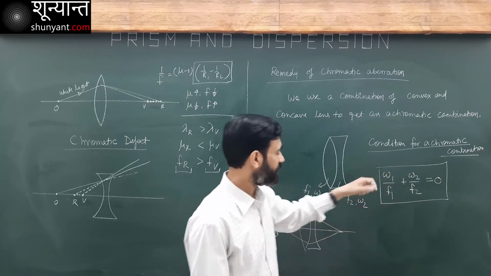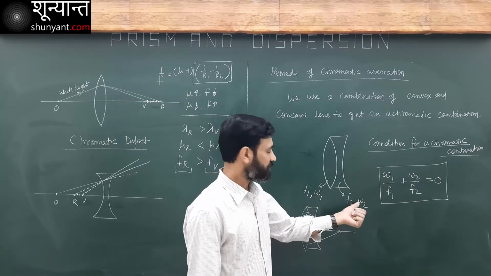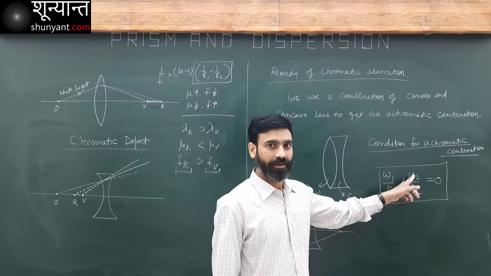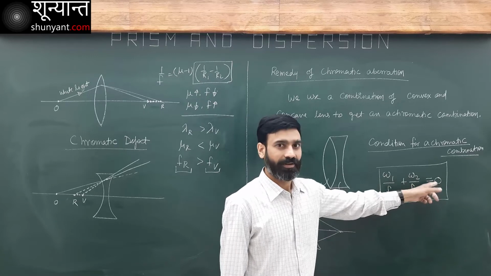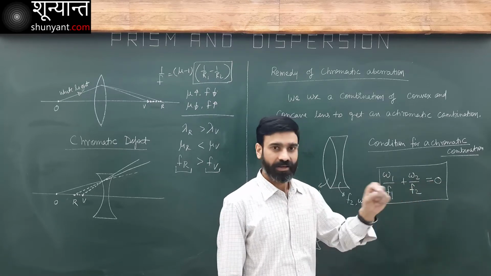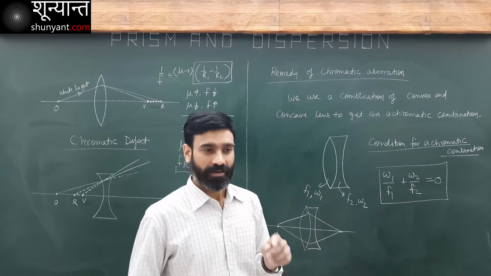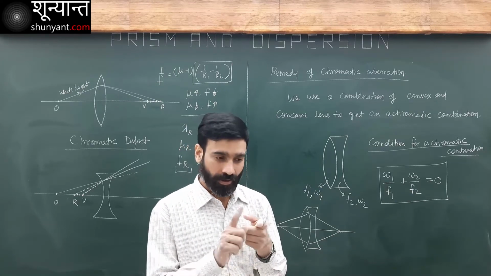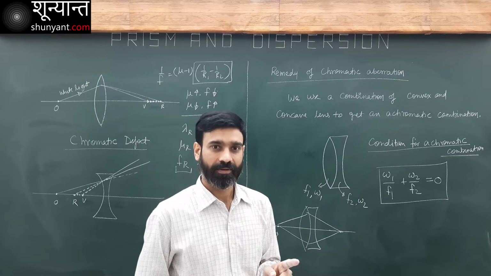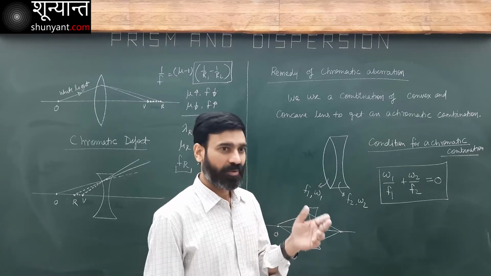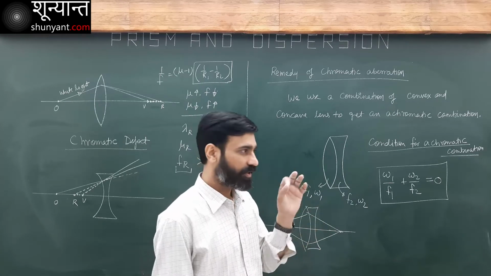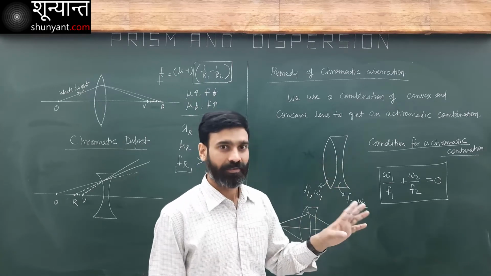Now from here it is very clear. Omega is dispersive power. It is a positive constant. This is positive. This is positive. And they add up to 0. That means f1 and f2 must have opposite sign. I can get achromatic combination only by using one convex and one concave. I cannot get achromatic combination by using two convex or two concave. This is a strict condition. One convex, one concave.